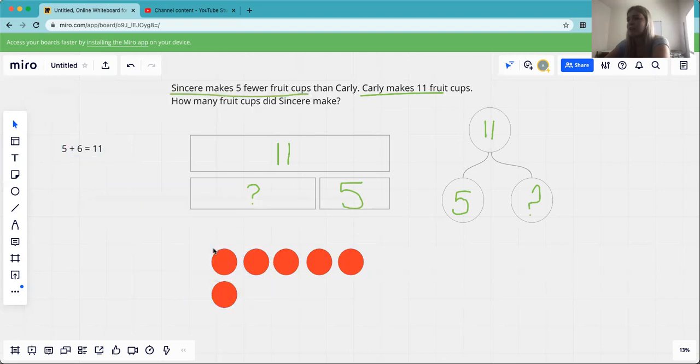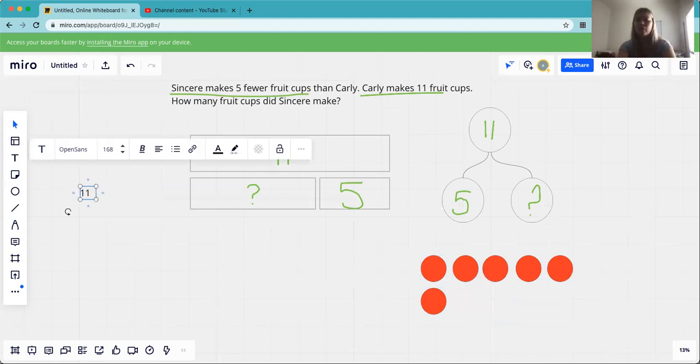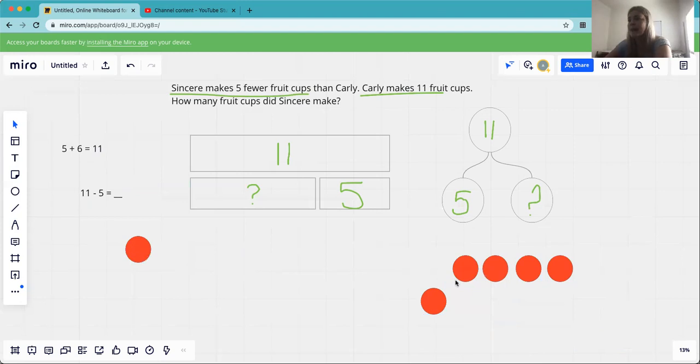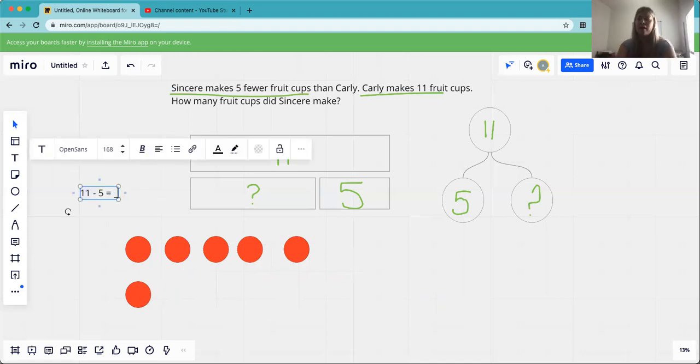Let's use our subtraction sentence to help us with this to see. All right. So again, we start with my whole, which is 11. We know that the number we're subtracting is 5. Equals, let's figure it out. 11, 10, 9, 8, 7, 6, 5. How many did I count? Let's see. 1, 2, 3, 4, 5, 6. So 11 minus 5 is 6.